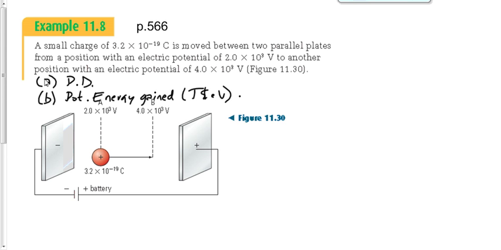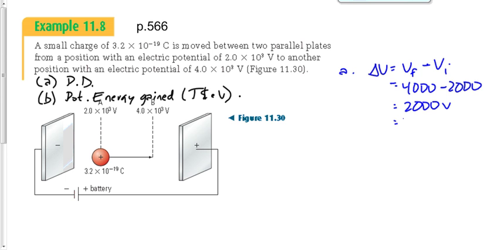Here's what I'm going to say for potential difference. Question A, I'm going to say, look, the potential is 2,000 volts. Now it's 4,000 volts. The potential difference is simply going to be equal to VF minus VI. We're going to say 4,000 minus 2,000 gives us 2,000 volts, or 2.0 times 10 to the 3 volts. It's not 2.0 times 10 to the 3 because that's what this number is. It's 2.0 times 10 to the 3 because it's the difference between 2,000 and 4,000.